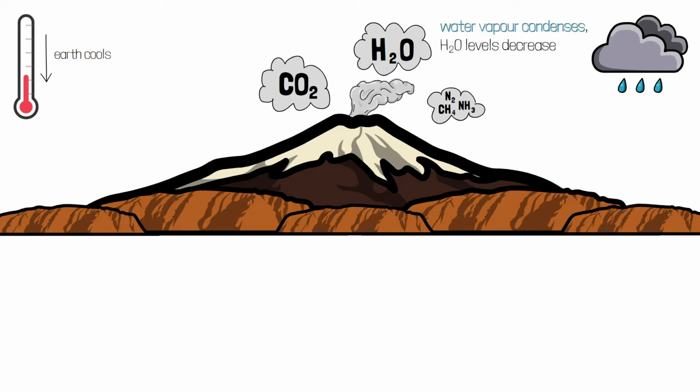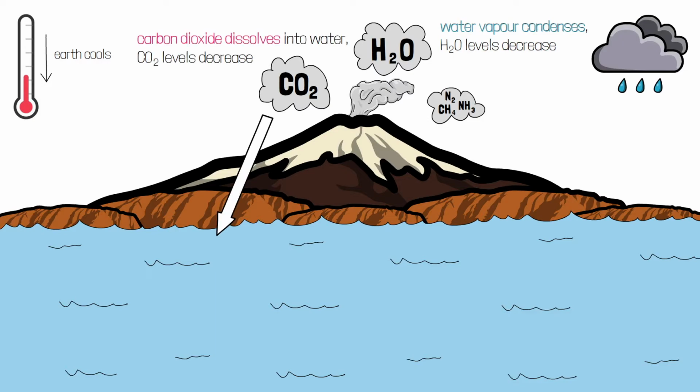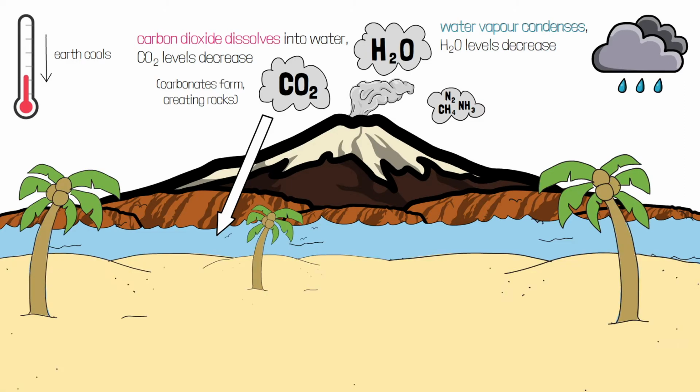Once the Earth cooled below 100 degrees, which is water's boiling point, water vapour in the atmosphere condensed and fell as rain. This covered much of the surface of the Earth in oceans and decreased the amount of water in the atmosphere. Carbon dioxide dissolved into the newly formed oceans, which decreased the amount of carbon dioxide in the atmosphere. Carbonates were formed, which precipitated and formed rocks. The atmosphere was now still mainly CO2 and H2O, but in lower levels.